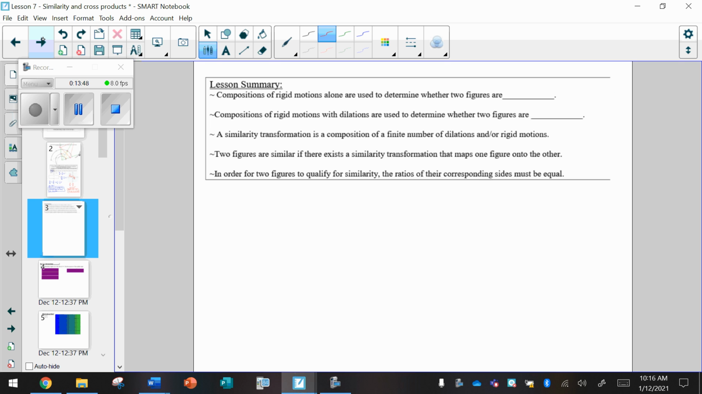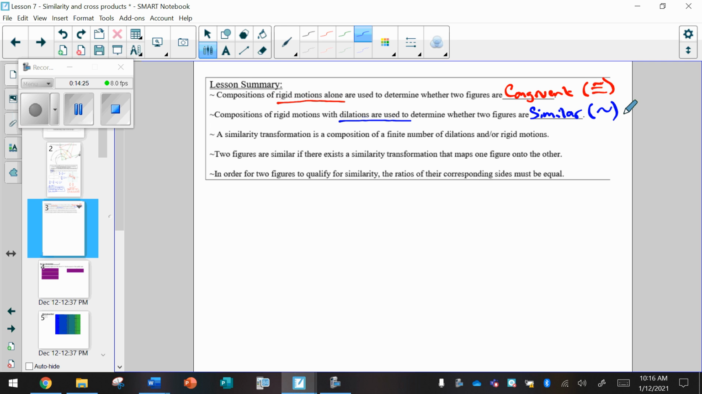So what have we learned? Well, if we have a composition of rigid motions alone, that means no dilation occurs. That means the two figures are congruent. And our symbol for congruent was the equal sign with a tilde over it, a squiggle over the equal sign. If our composition of rigid motions includes a dilation, that means the figures are similar. And the symbol for similarity is just the squiggle without the equal sign.